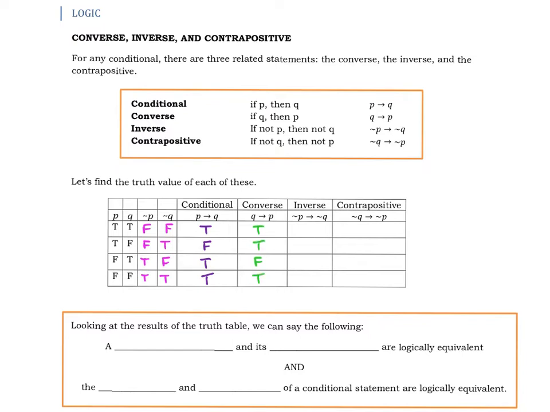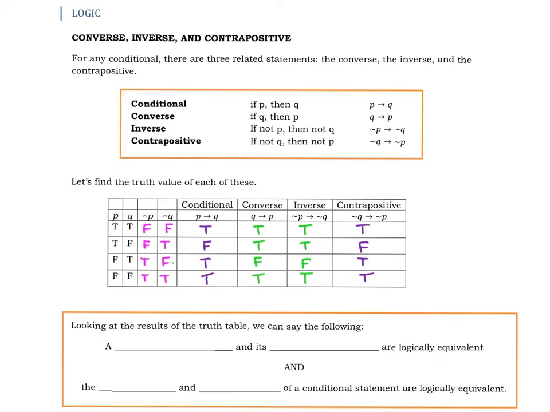For the inverse, if not P, then not Q. So we're going to switch to those first two columns that we filled in. If P, then Q. I'm looking for an if true, then false. So in row 3, I see that that's the case. That's false. Everything else is true. And then looking at the contrapositive, if not Q, then not P. The only one that's got an if true, then false is the second row. So that's false. Everything else is true.